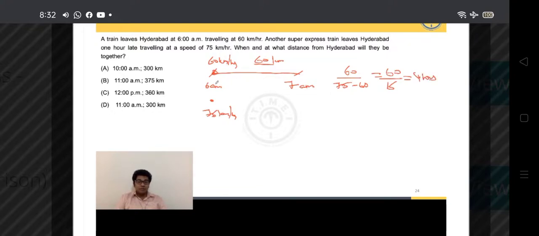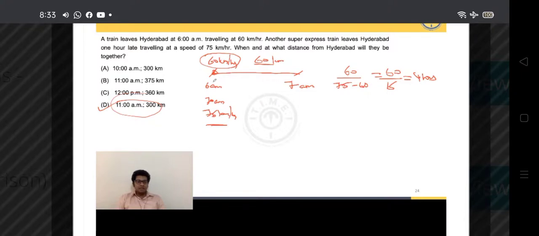4 hours from 7 a.m. because 7 a.m. this train is starting. So 7 plus 4 will be 11 a.m. At 11 a.m. both the trains will meet. So for 4 hours this train has traveled. This train has traveled for 5 hours because from 7 to 11 it's from 6 to 11. So 5 hours the distance is 300. 4 hours this distance will also be 300. Hence the total distance is 300, and at what time? 11 a.m. So D will be our answer.